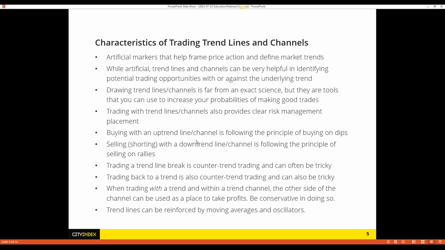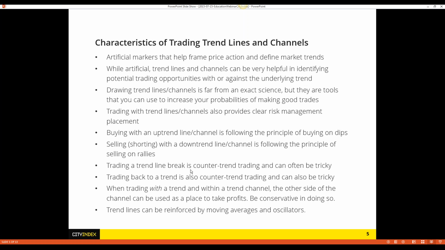So when you're talking about any trend line or channel, you're talking about buying at what can be deemed the best time and the best place. So buying with an uptrend line or channel is following the principle of buying on dips. Selling or shorting with a downtrend line or channel is following the principle of selling on rallies, and this to me makes the most sense.